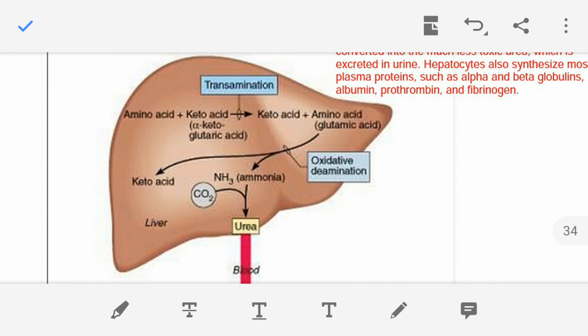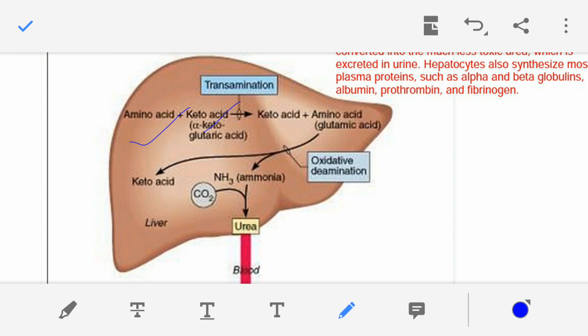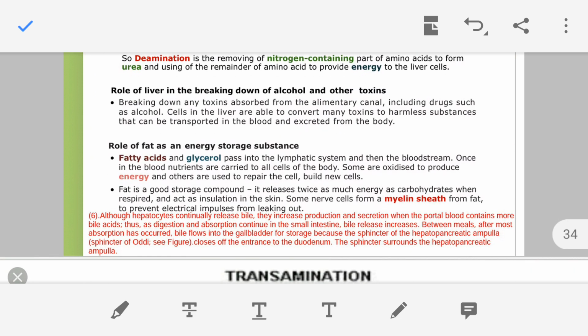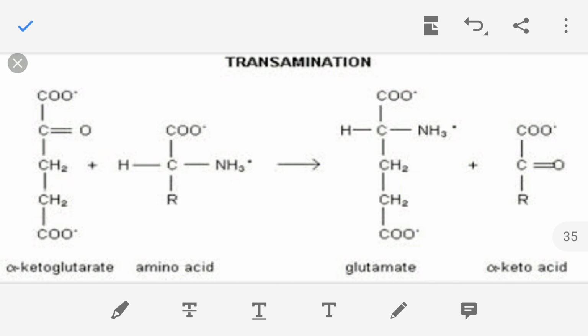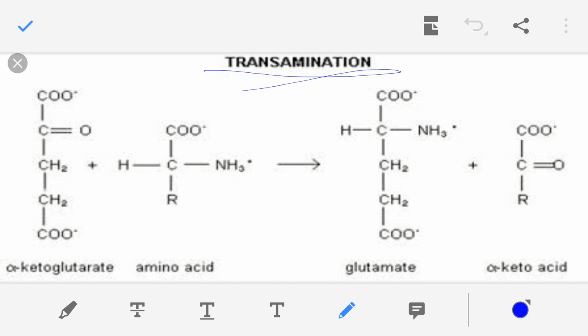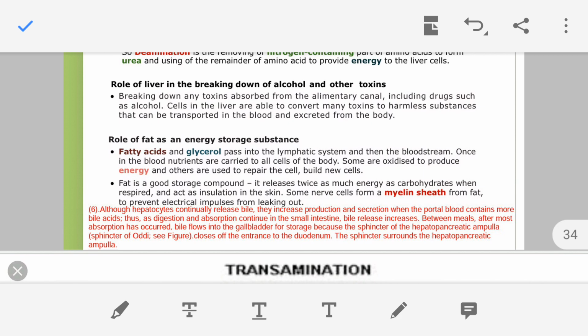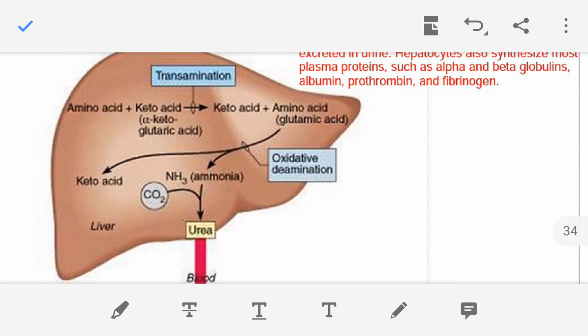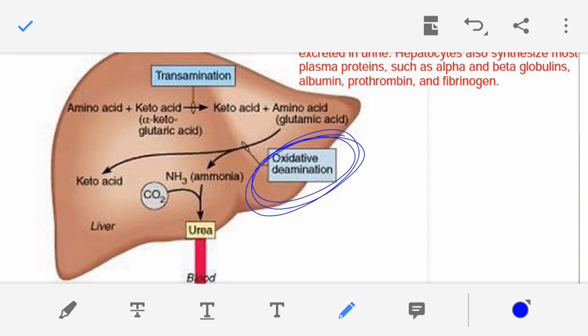Now I know it is difficult, so with the structures we learn this process, transamination. So here you see transamination, alpha ketoglutarate combined with amino acid, glutamate and alpha keto acid is formed. This is transamination. Now oxidative deamination.